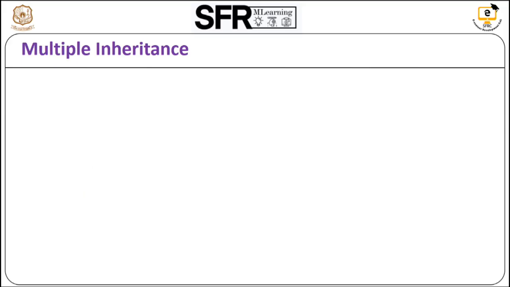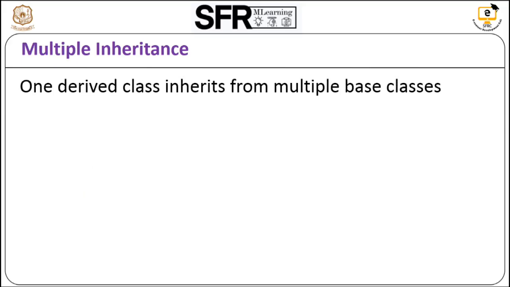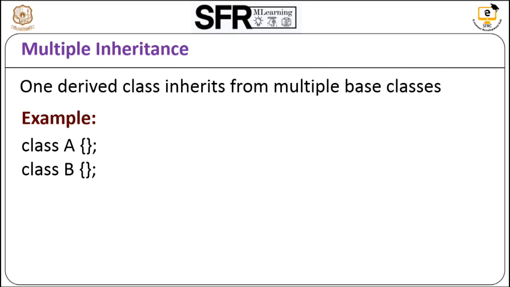Then multiple inheritance. In multiple inheritance, a single derived class inherits from more than one base class. Although powerful, it may lead to ambiguity, such as the diamond problem, if not handled properly.